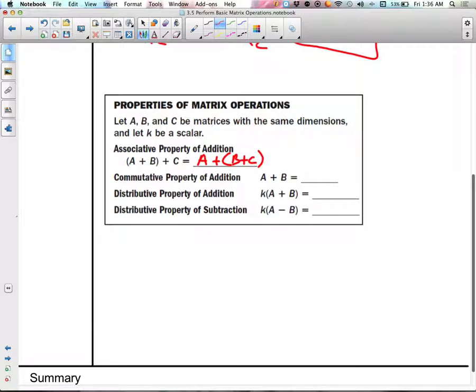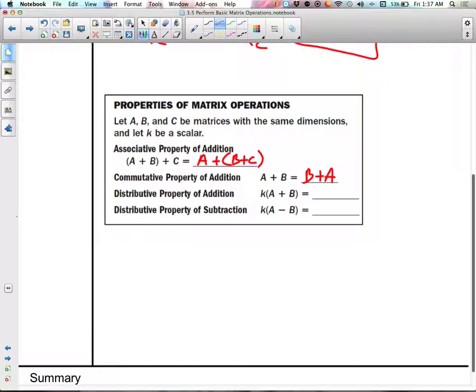So your associative property. The commutative property of addition also holds true on two matrices. Matrix A plus matrix B is equal to matrix B plus matrix A. So it does not matter the order that you add with addition.